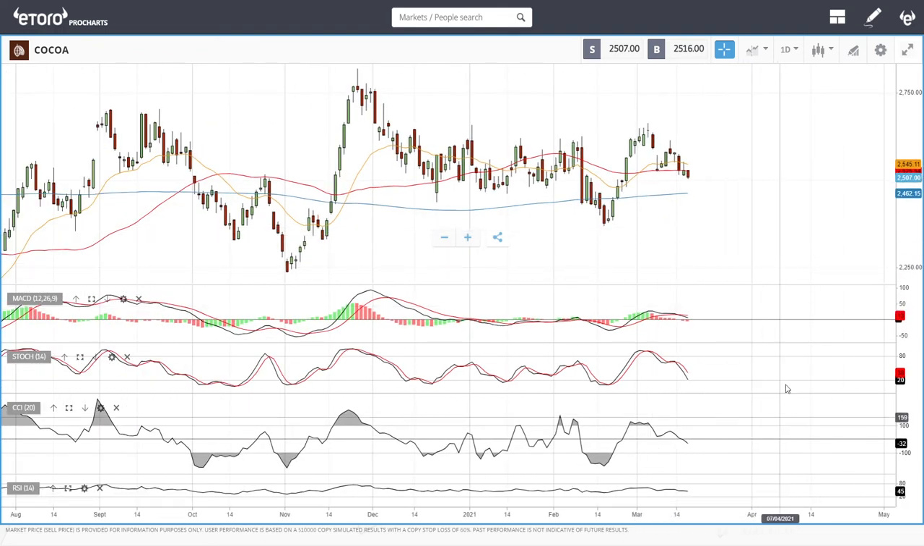Technical indicators, they are all bearish at this current stage. It is most likely going to find resistance and support here at the 200 moving average and bounce, or fall all the way down to this range here around 2.3 before rallying to the upside. So let's look at wheat.